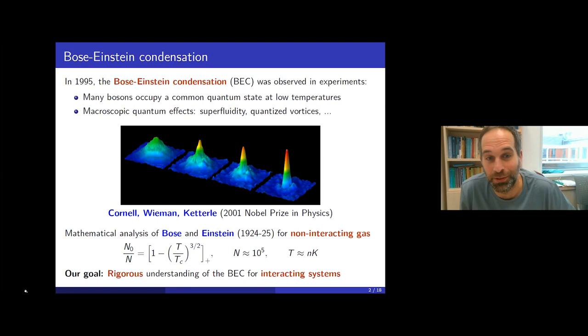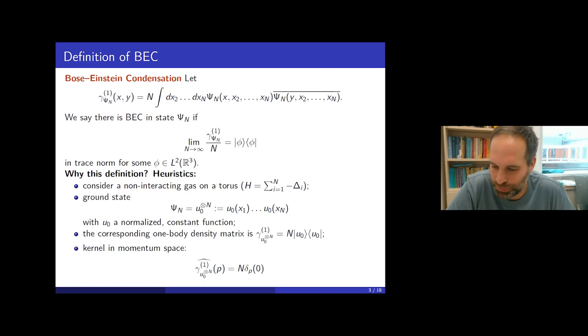So you could say we want to understand this picture on this photo for interacting systems in terms of theories. Since we want to understand Bose-Einstein condensation from a rigorous perspective, let me mention how we really define Bose-Einstein condensation, and this definition goes back to Penrose and Onsager.